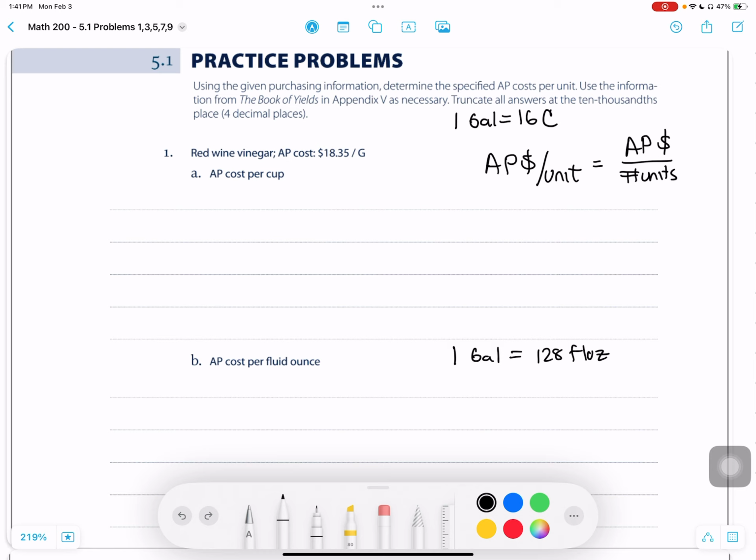First of all, I have to take the units on the bottom, which are the volume or mass units, and convert them to the appropriate cost per unit that I'm required to do. In this case, gallons to cups. The cost is per 1 gallon, so all I have to do is take 1 gallon and convert it to cups. If you go to your conversion table, you're going to see that 1 gallon equals 16 cups. So we don't really need to do dimensional analysis here.